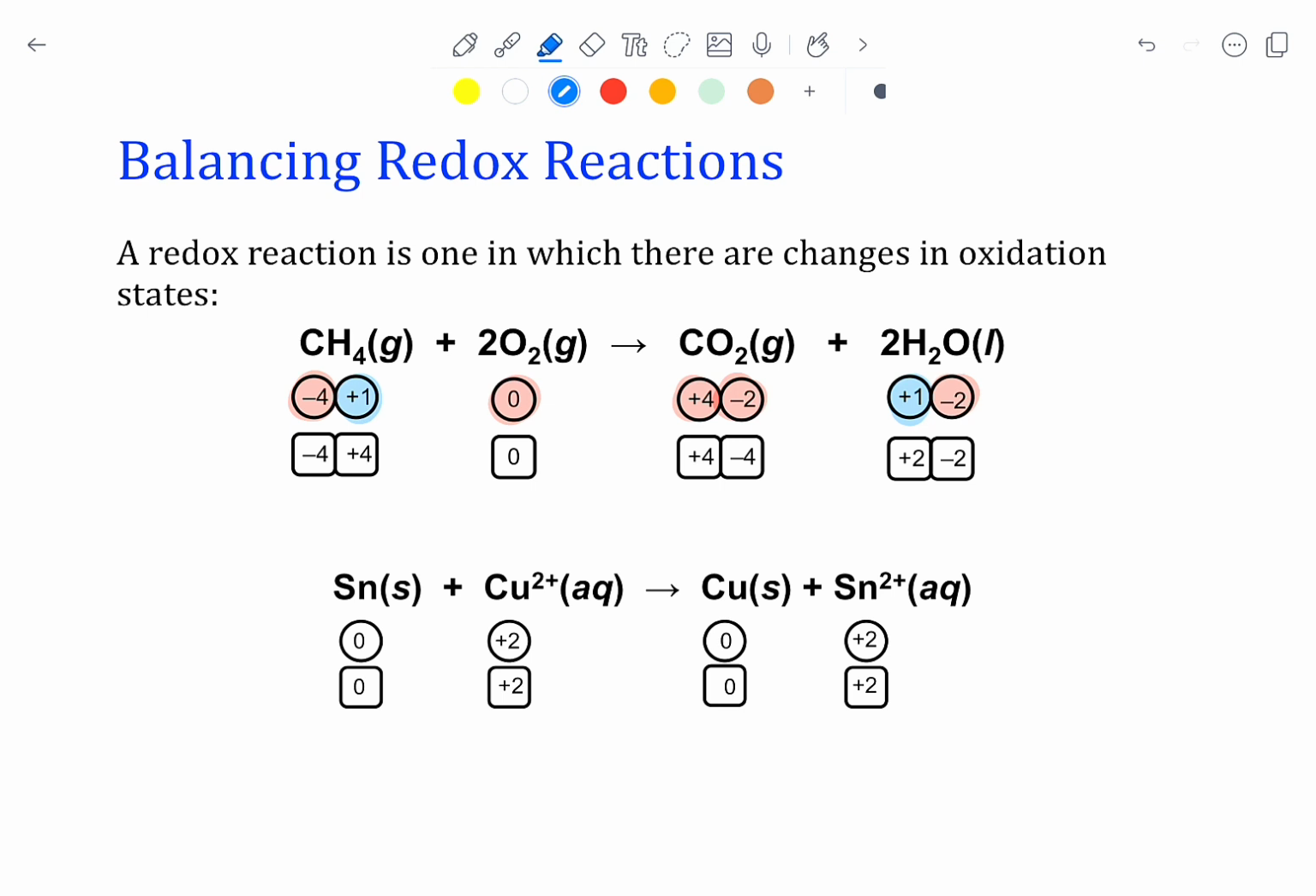The same can be said with our reaction between tin and copper. Tin went from a 0 oxidation state to a +2 oxidation state, and copper went from a +2 oxidation state to a 0 oxidation state. We have to remember that that change in oxidation state is because of the transfer of electrons. Where are the electrons going?